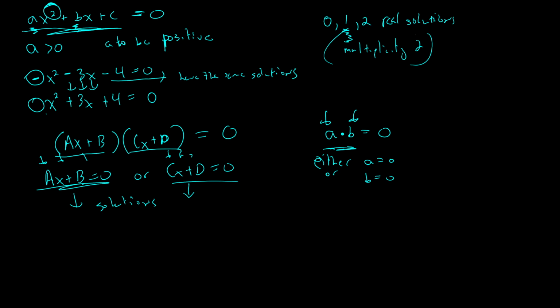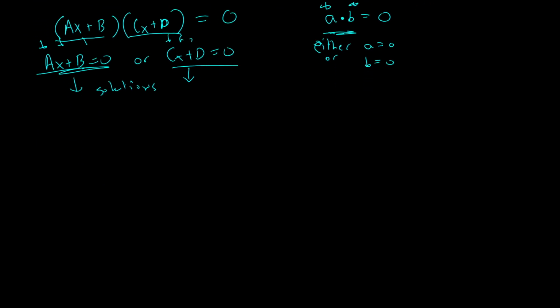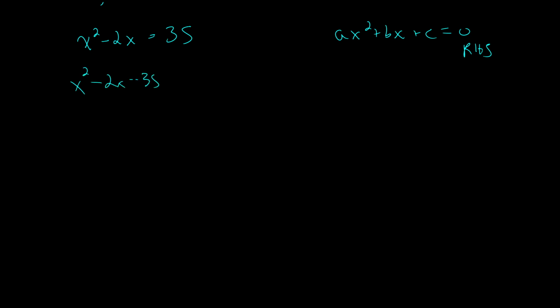So let's look at what this does for us. So if I have x squared minus 2x equals 35. Well, that's not in the format I wanted. The format I want is ax squared plus bx plus c equals 0. So I want my right-hand side to be 0. So I want to subtract 35 from both sides. And 35 minus 35 is 0. This is now in quadratic form.